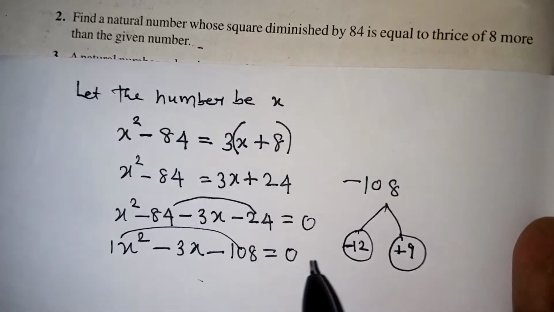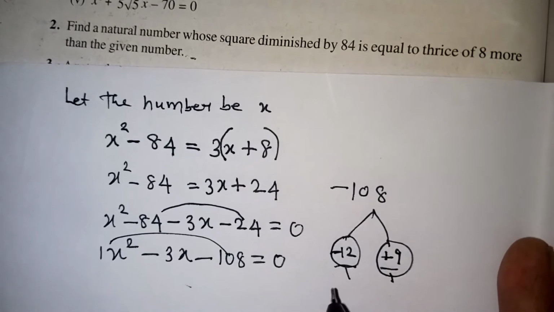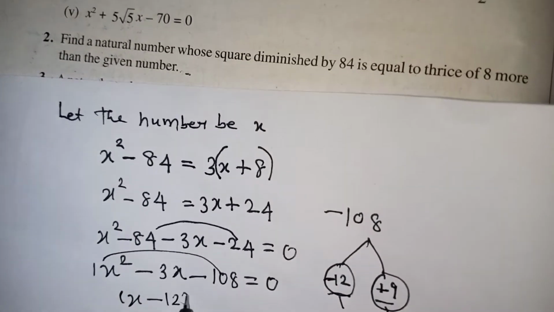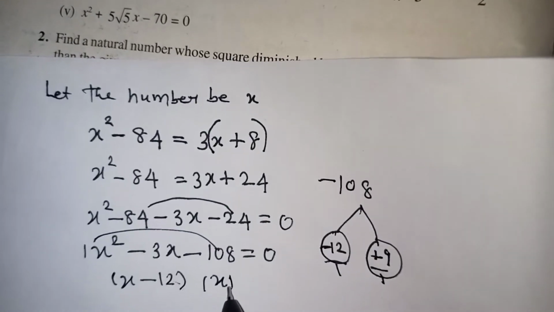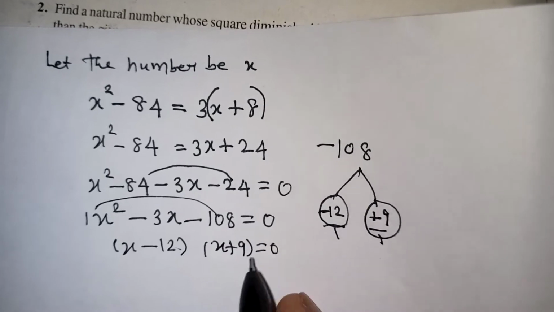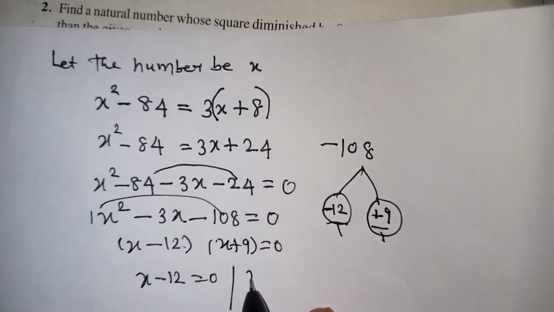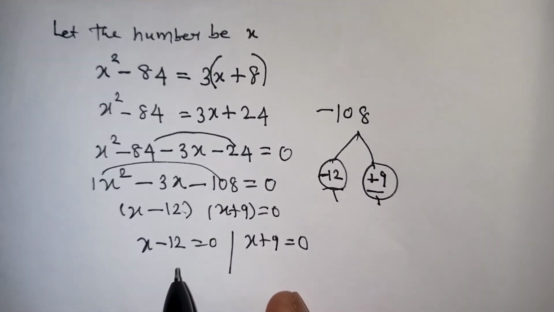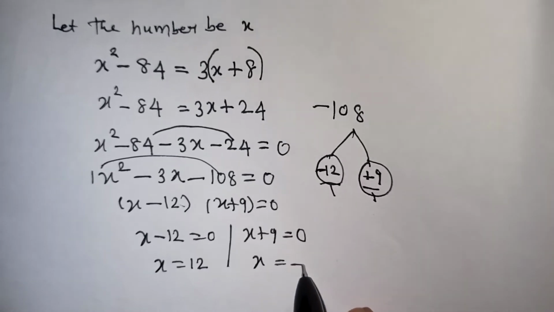The first number is 1, so we can write the 1. Nothing will happen while you are dividing by 1, so you can write it directly. x minus 12, x plus 9 equal to 0. So x minus 12 equal to 0 we have to do, and x plus 9 also equal to 0. So both the terms we are equating to 0. Minus 12 will become plus 12. Plus 9 will become minus 9 here.